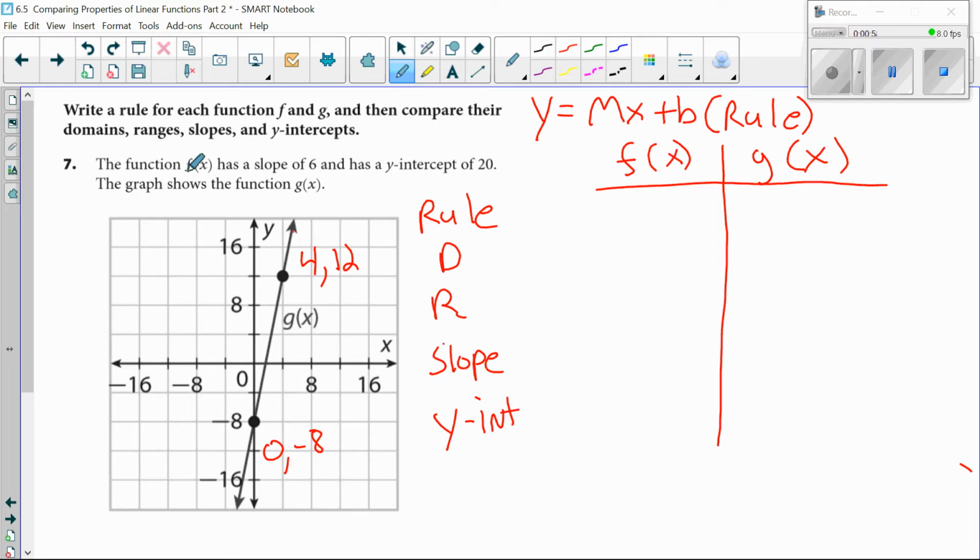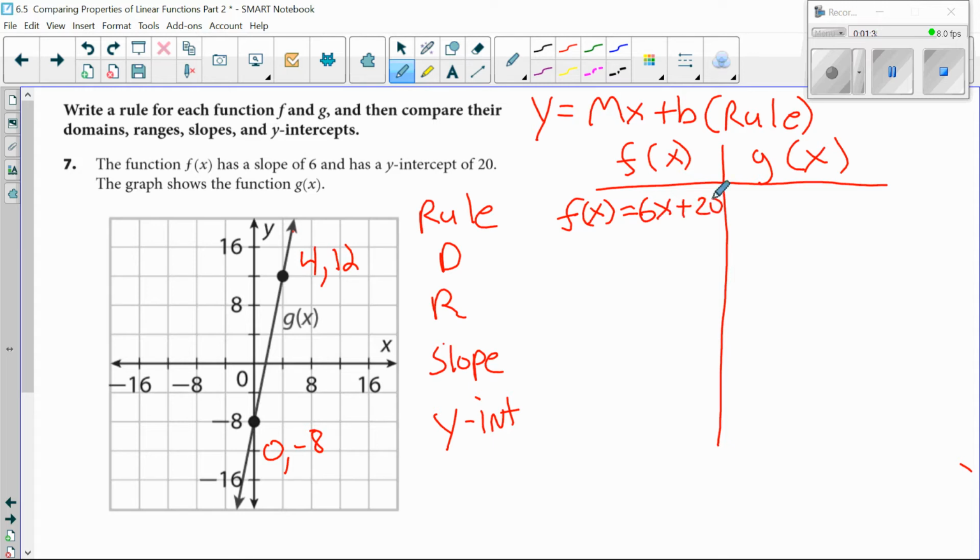Well, it says the function f of x has a slope of 6 and a y-intercept of 20. So to write a rule, what you're really doing is writing a linear equation. We're going to write that linear equation with that information using y equals mx plus b. But instead of using the y, we're going to use f of x so we don't confuse it with g of x. So I'm going to start that off with f of x, and that's going to be equal to my slope, which is 6, times x plus my y-intercept, which is 20.